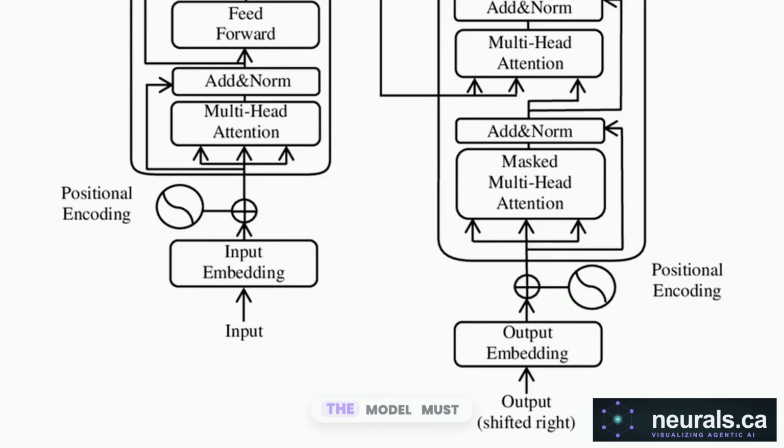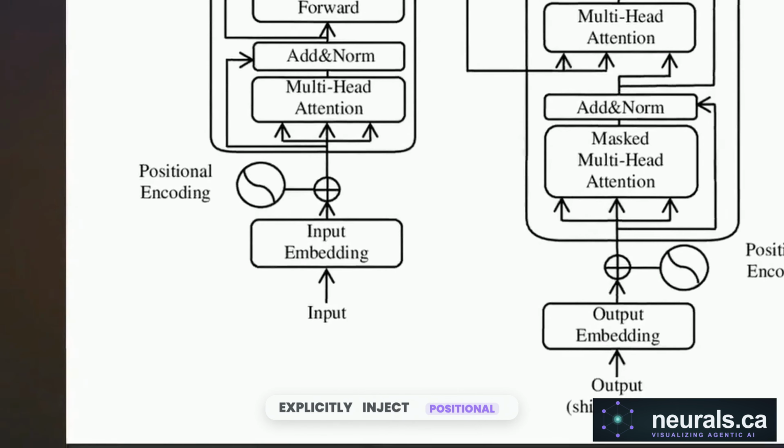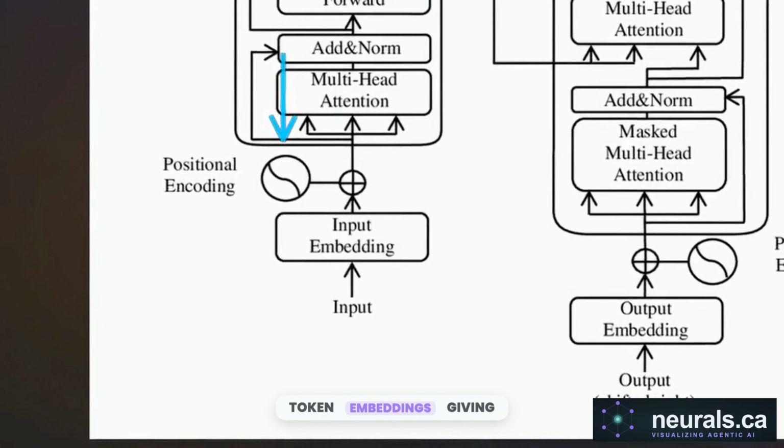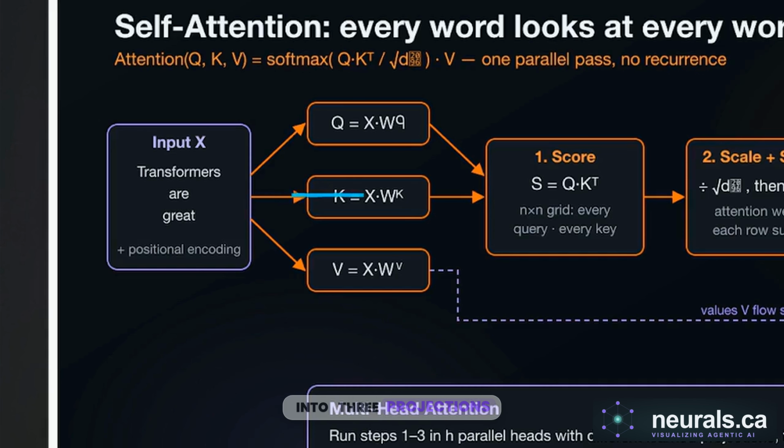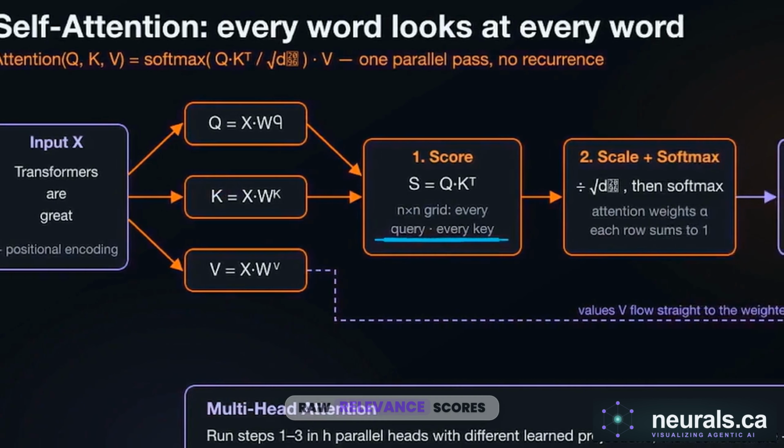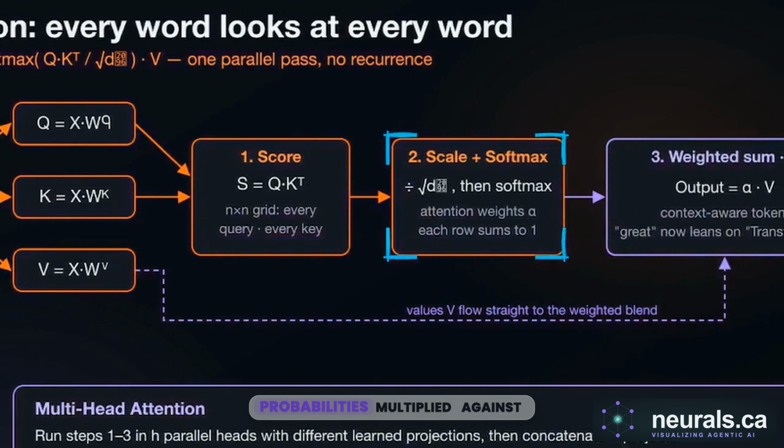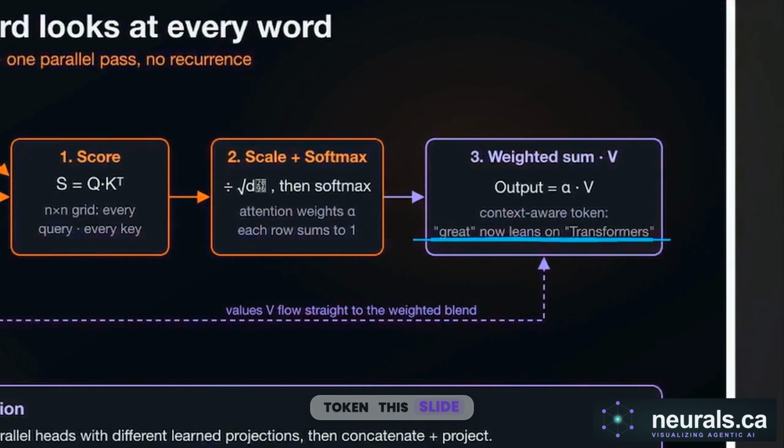Because the sequence order is gone, the model must explicitly inject positional encoding into the token embeddings, giving each word a unique spatial coordinate. The input splits into 3 projections: queries, keys, and values. Dotting queries and keys builds a grid of raw relevance scores. Scaled and cast through a softmax function, these become probabilities. Multiplied against the values matrix, they produce a contextually updated output token.